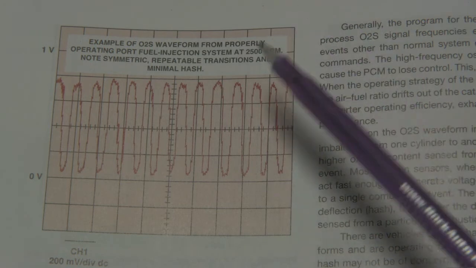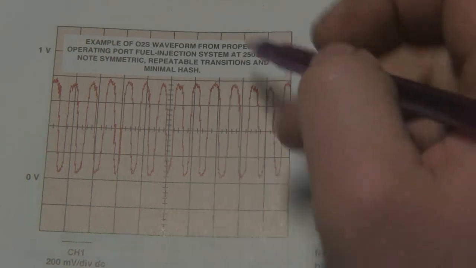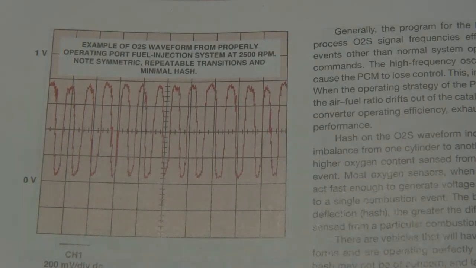Pay attention to one additional detail. What RPM is this at? You might not be able to see it on the camera so well. This is at 2500 RPM.